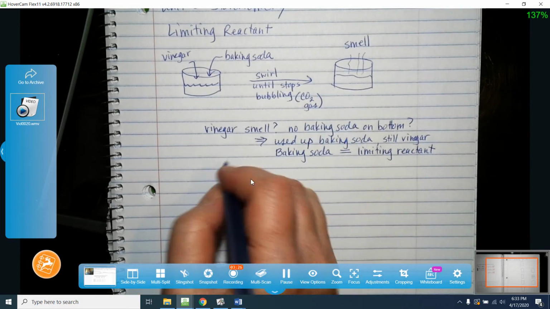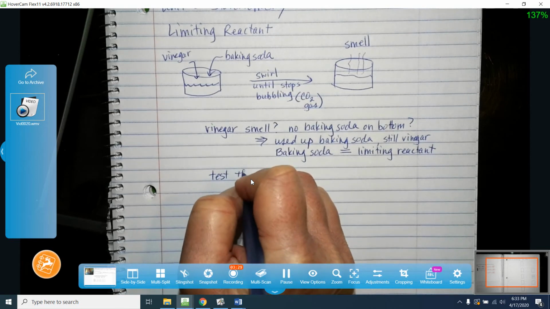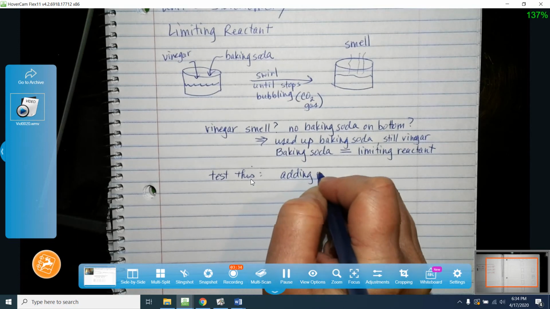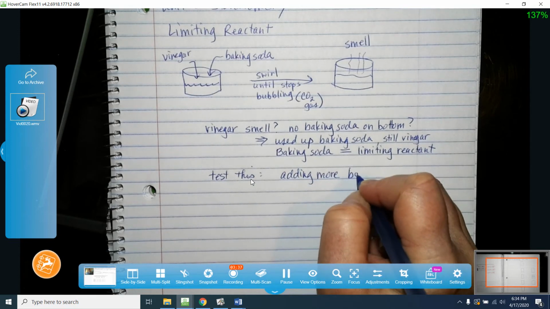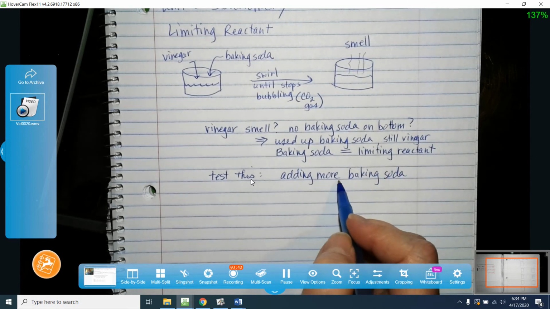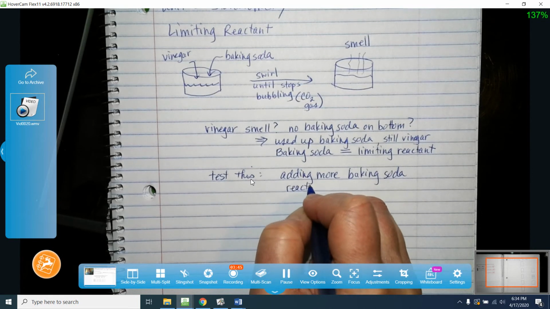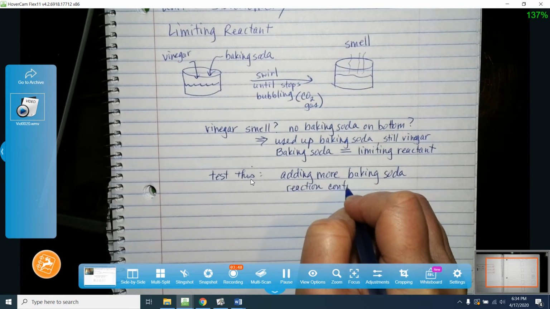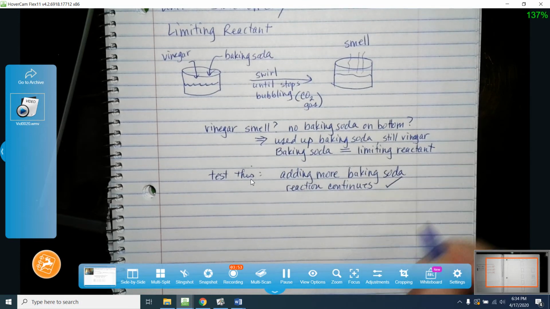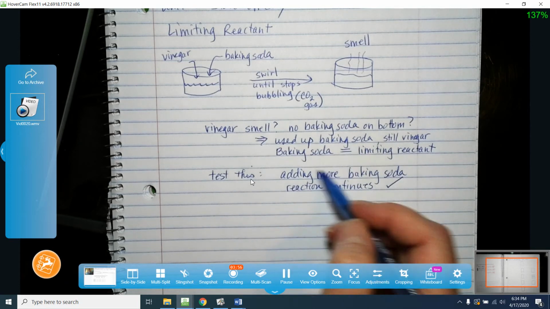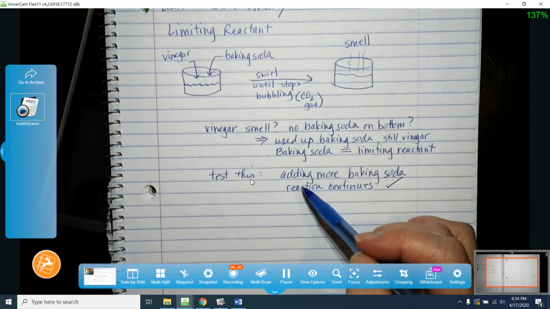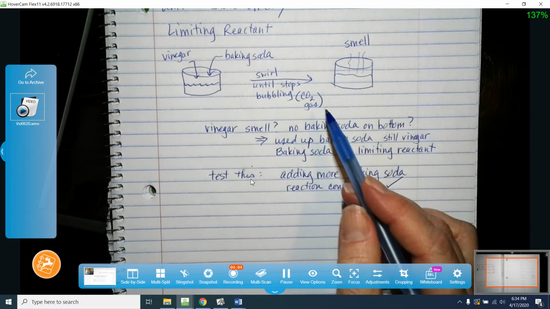All right, now you can test this by adding more baking soda. Okay, so if baking soda was your limiting reactant, then when you add more of it, the reaction should continue. Okay, so that's the check. So I want you to do this. I want you to do this at home if you can, okay, as your activity. This is your homework.